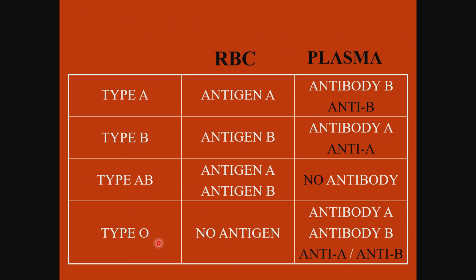All right, and now to the ninja. If you're type O blood, there are no antigens on your red blood cell. So who are you against? Well, you're against everybody. So in your plasma, you have both anti-A and anti-B antibodies.